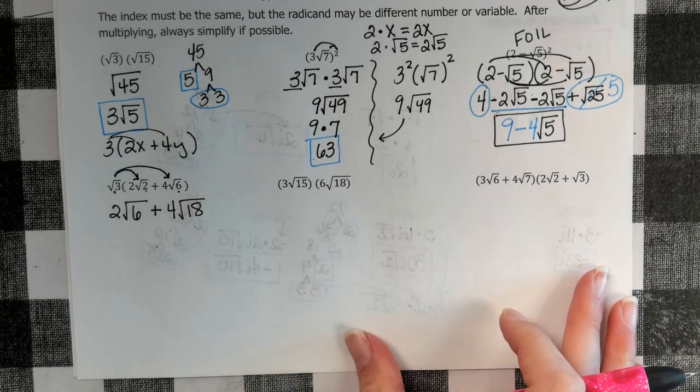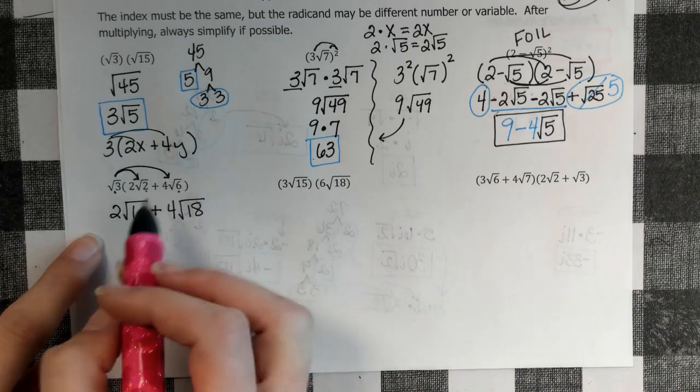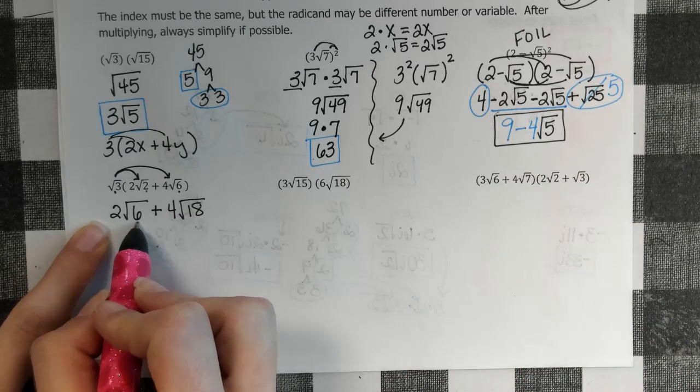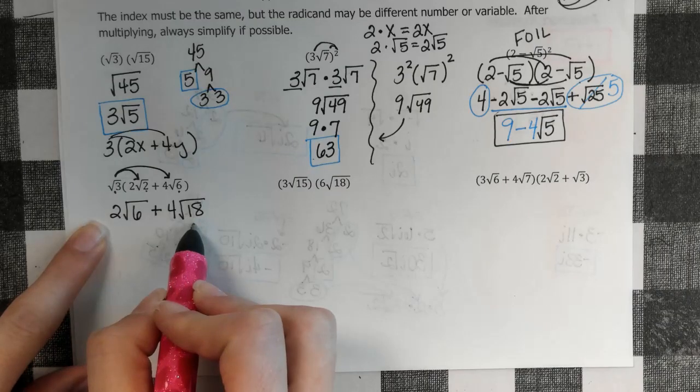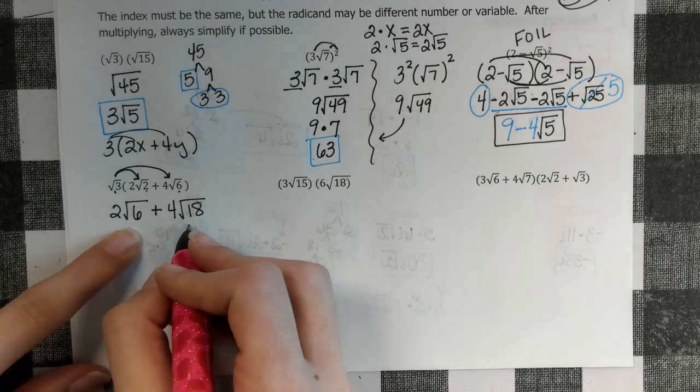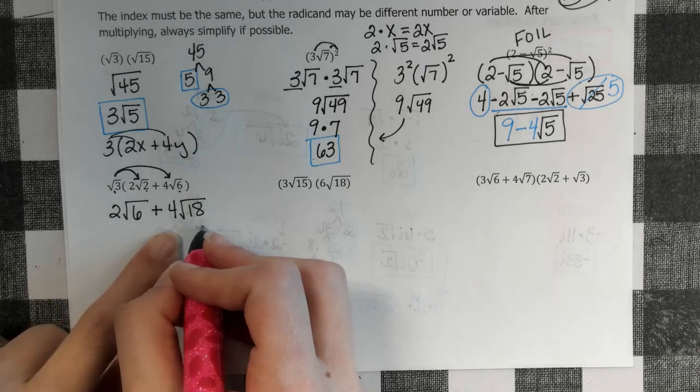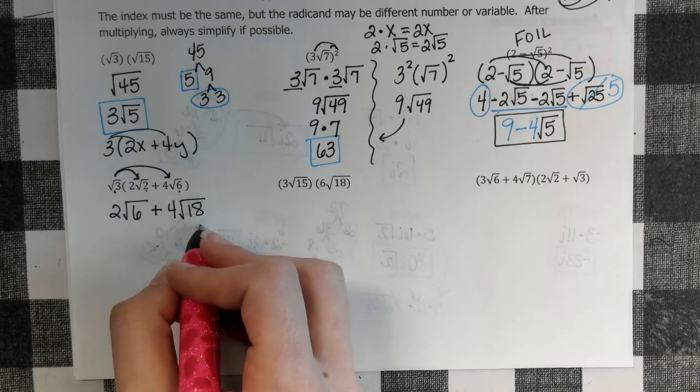Now I check to simplify. Can I add 2 square root of 6 and 4 square root of 18? No. What do I need to do? Which one do I simplify? 18. 6 can't. It's a 2 and a 3. I can't do anything with that.